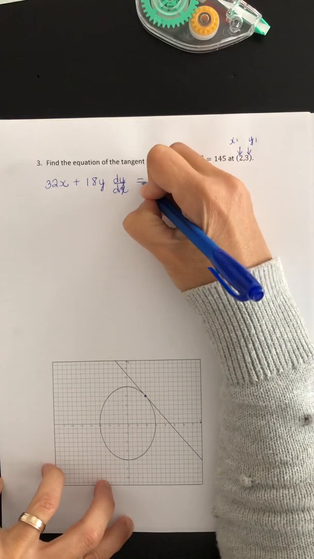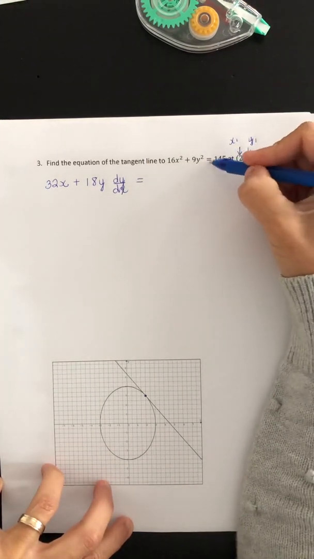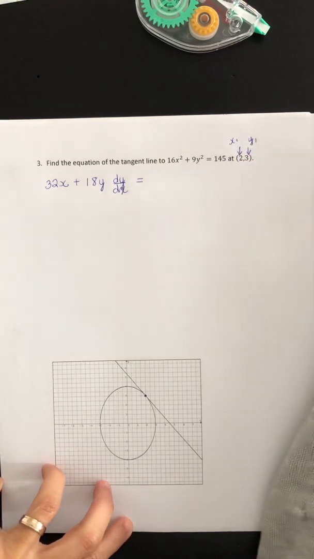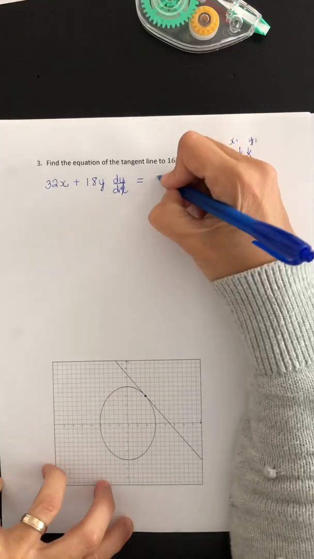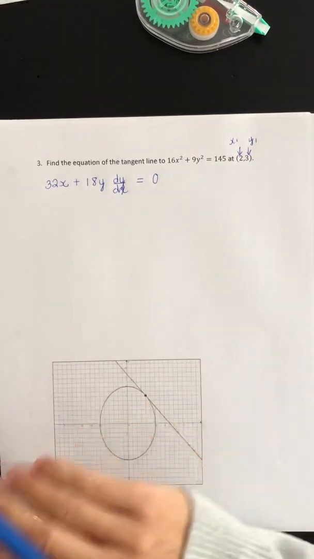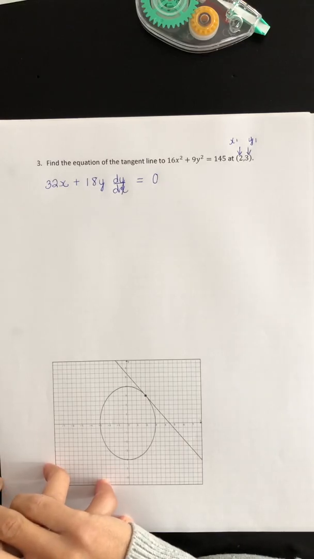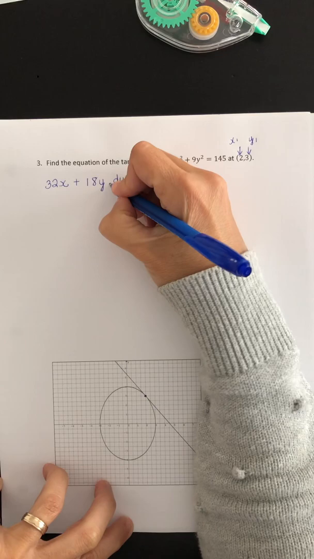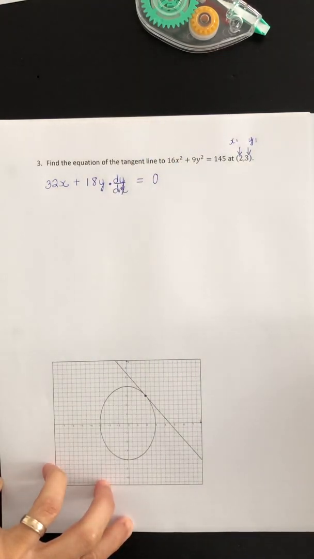Put in your equal sign. Don't forget, you also have to differentiate the right side. In this case, the derivative of the number 145 is 0. So we end up with 32x plus 18y times dy by dx, this is multiplication, is 0.